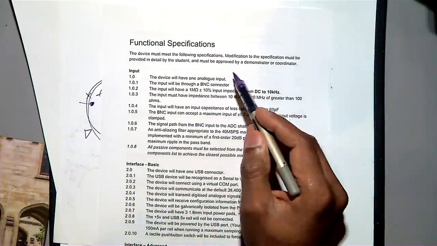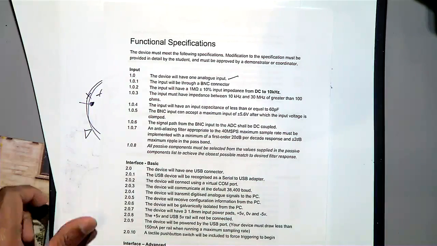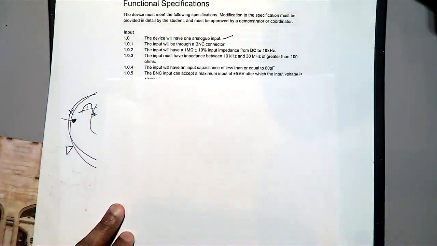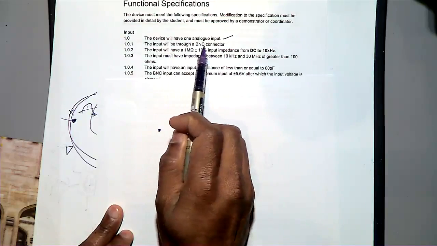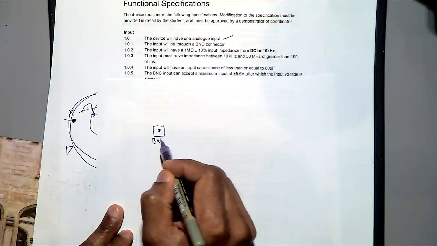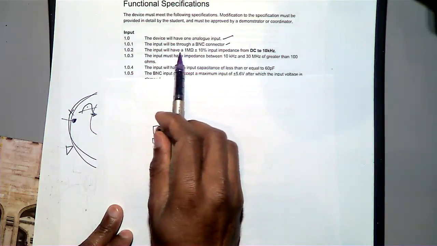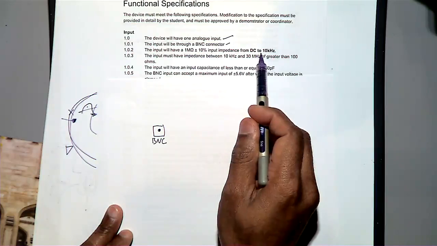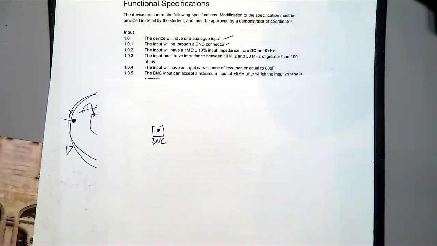See, in your case, what are the specifications? The device will have one analog input. So maybe this is my input, one pin. The input will be through a BNC connector. So that is my BNC. So this part is fine. Second part, the input will have a 1 megaohm plus or minus 10 ohm input impedance from DC to 1 kilohertz. And then, what is the cutoff frequency of our DSO?